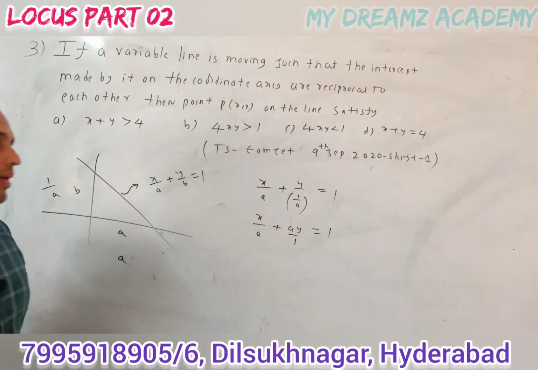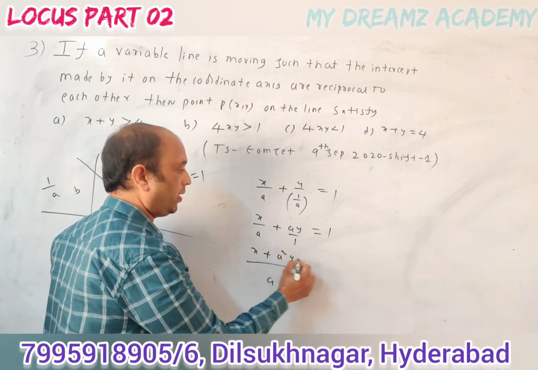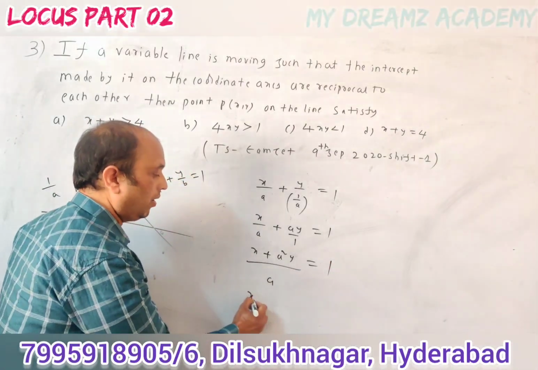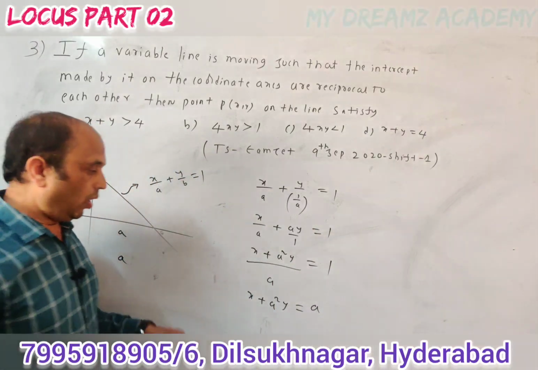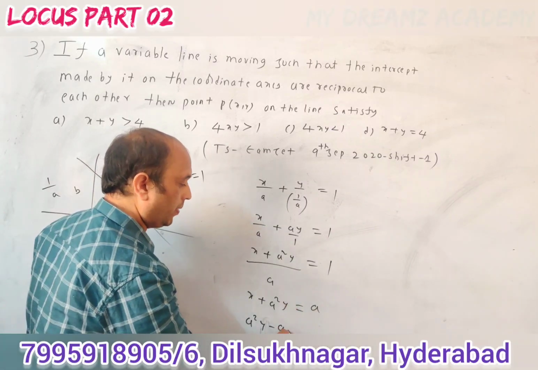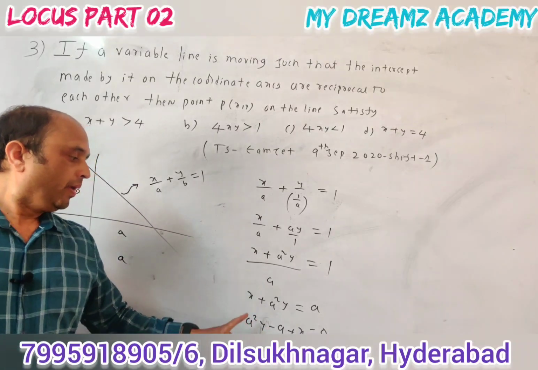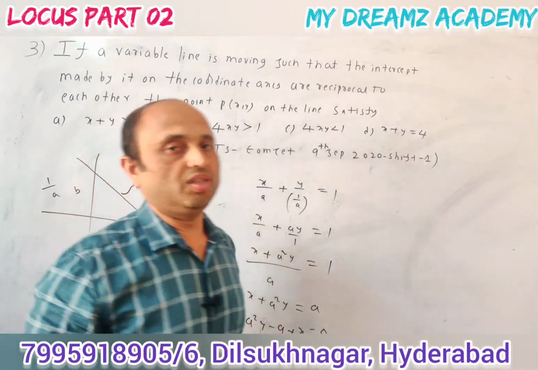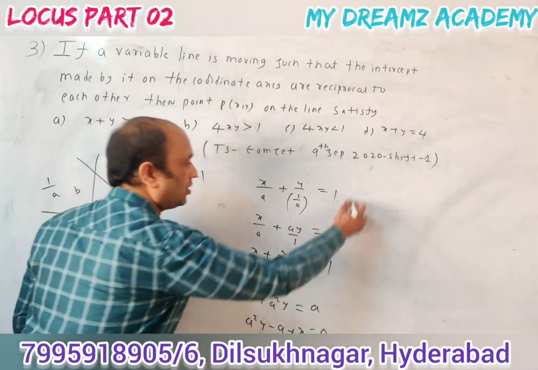Now take the LCM here. a is the LCM. x plus a square y is equal to a. Now here, a square y minus a plus x is equal to 0. This is a quadratic equation in terms of a.